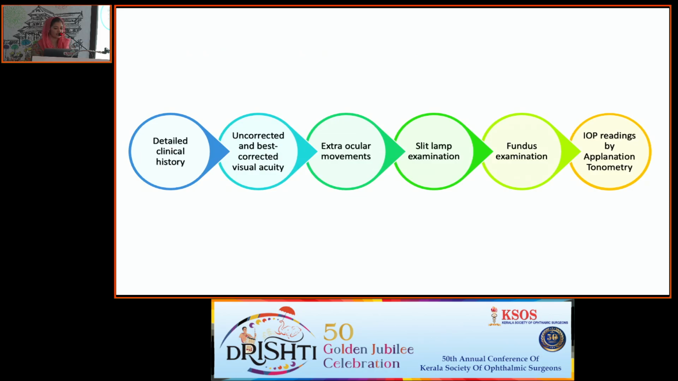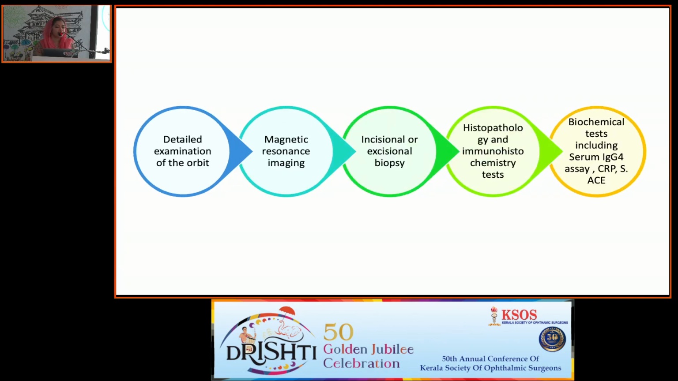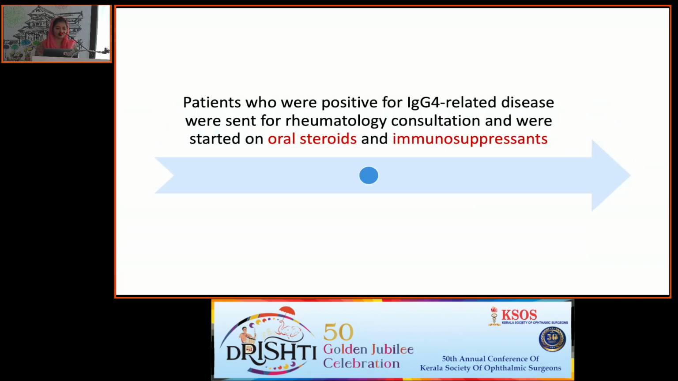A detailed clinical history was taken, uncorrected and corrected visual acuity and extraocular movements recorded, slit lamp examination and fundus examination done, and IOP readings recorded. A detailed examination of the orbit was done, magnetic resonance imaging was done in all patients, incisional or excisional biopsy taken and sent for histopathology and immunohistochemistry tests, and biochemical tests were also done.